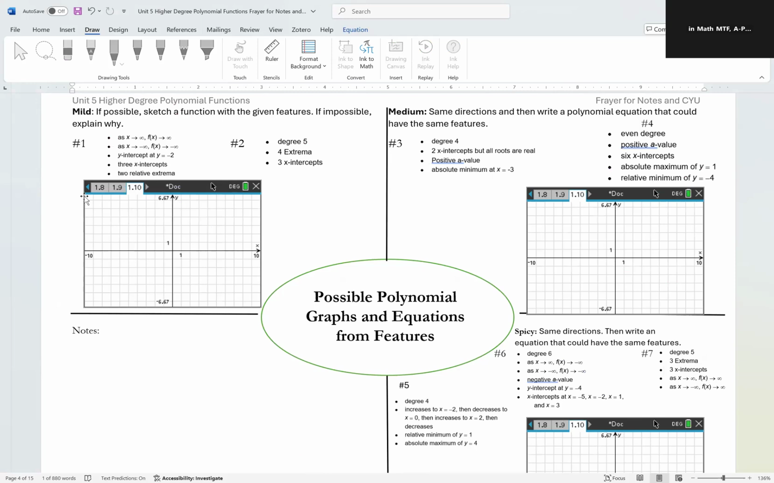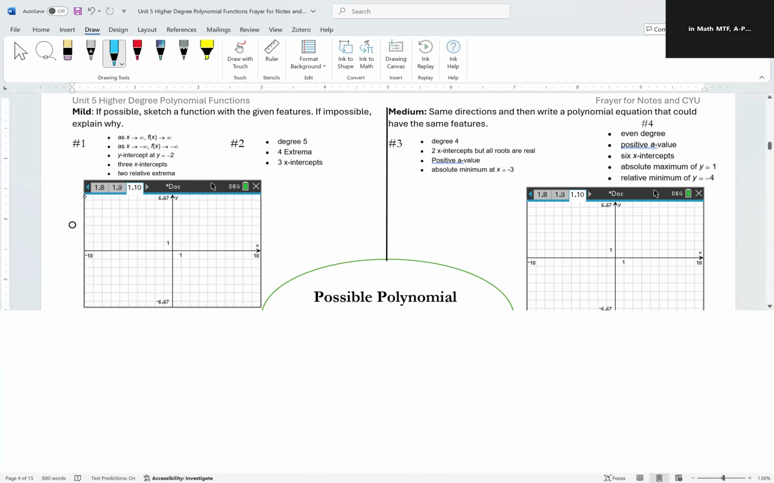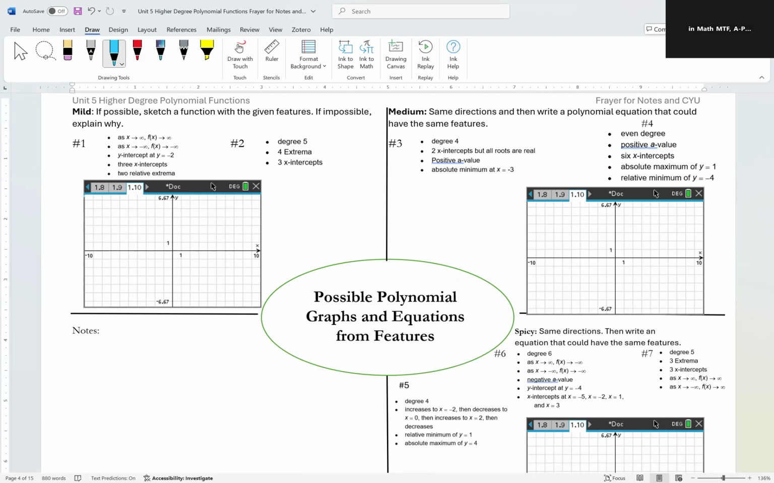So number 3, degree 4, right? So if it's fourth degree, some things we would want to think about is that we would need 4 zeros. There could be imaginary things like that. We probably need 3 turns or extrema. And then because it's an even degree, the positive a value, the ends need to be going up. And so we need an absolute minimum here.